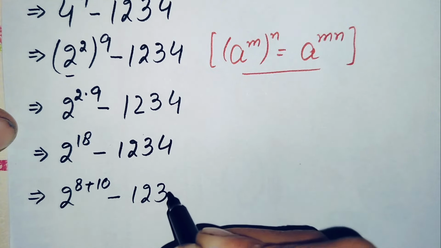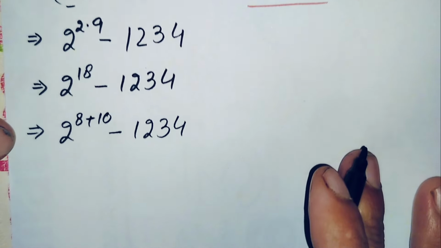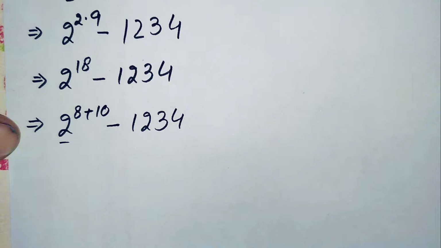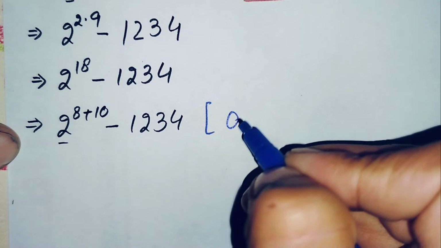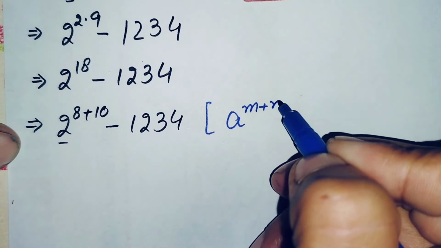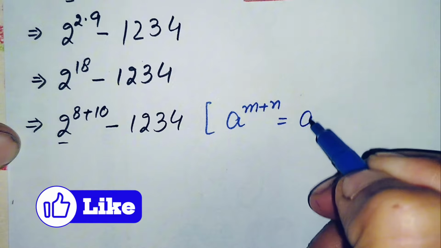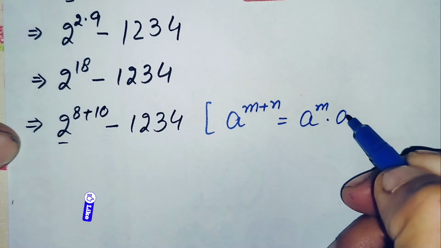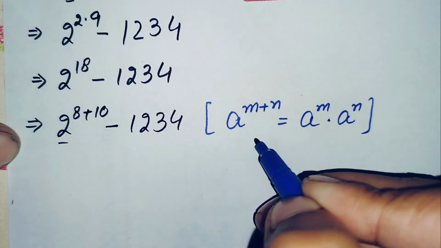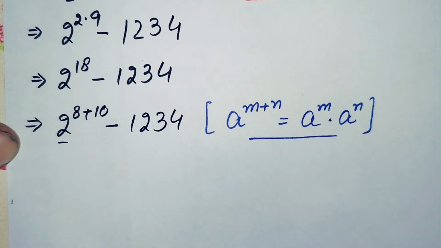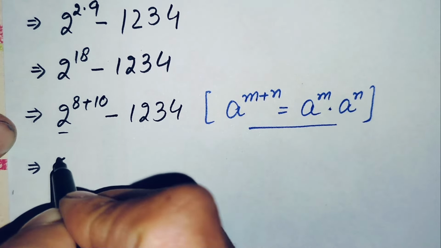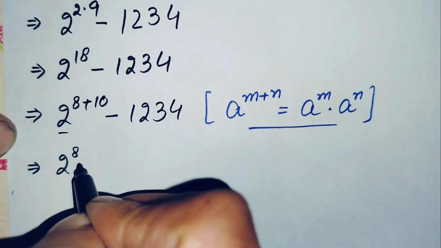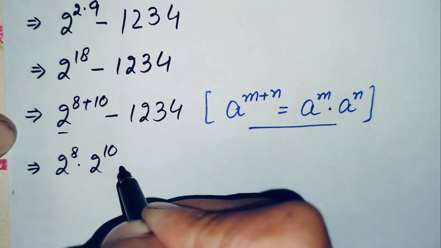Now here in this one, 2 raised to power 8 plus 10, we will use another exponential identity: r raised to power m plus n can also be written as r raised to power m times r raised to power n. Now using this exponential identity, we will split these powers. So this will become 2 raised to power 8 times 2 raised to power 10, minus 1234.